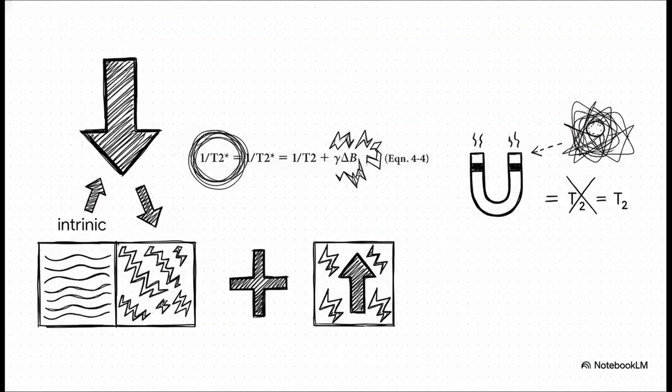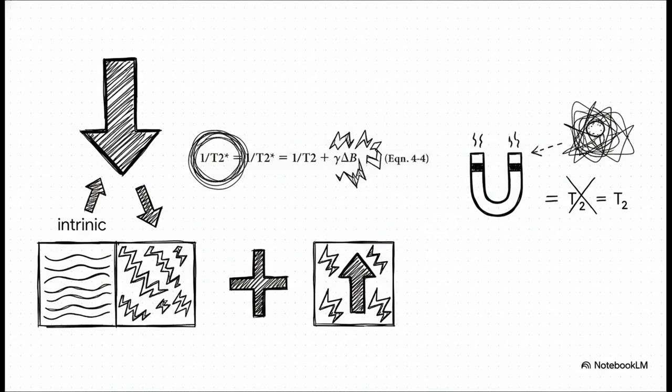And here it is, the grand finale equation that ties it all together. But notice, we're looking at rates now, not times. The decay rate we actually see, which is 1 over T2 star, is simply the sum of the natural intrinsic tissue decay rate, 1 over T2, plus the extra decay rate that's caused by the imperfections in our magnet.